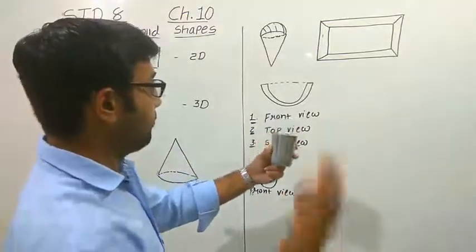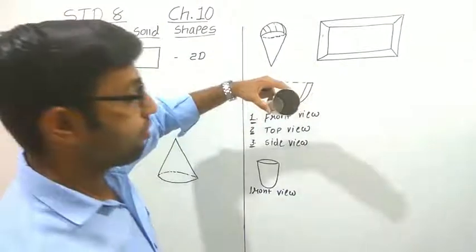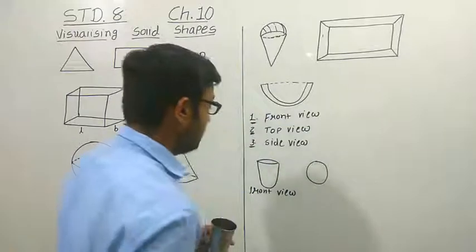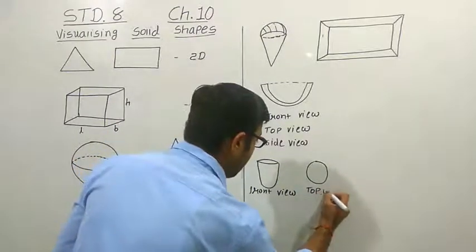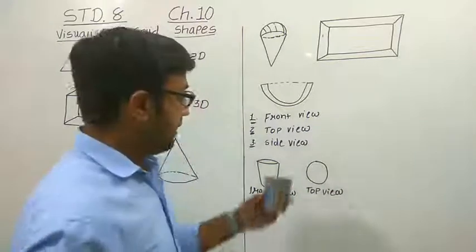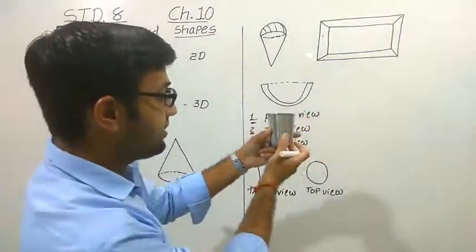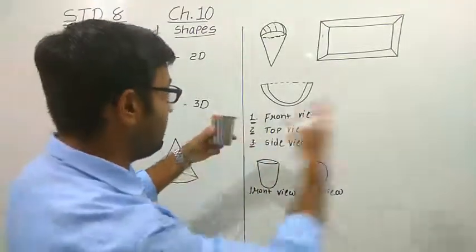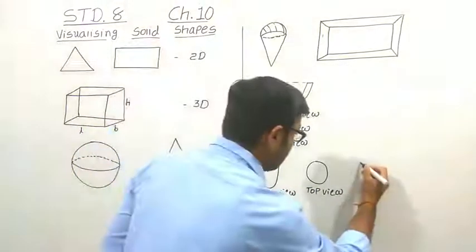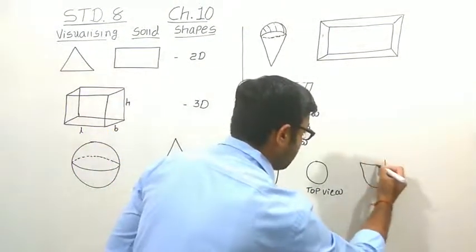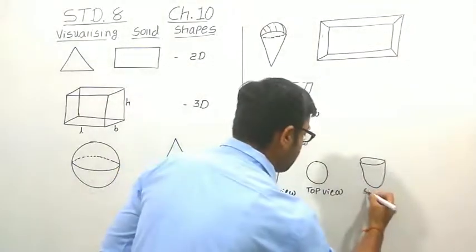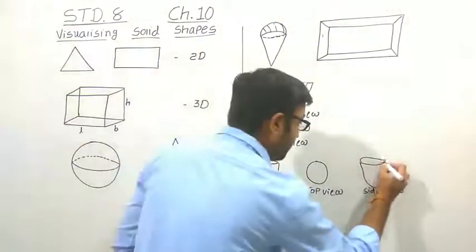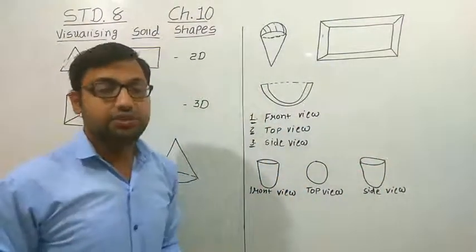Now if we look at it from the top, you can see that it will look like a circle, right? So this is the top view. Again, if we look at it from the side, as this is a conical type of shape, it will look the same as the front view and side view, right? So from the side view it will again look like this, right? So this is the side view. So these are the different views. If we look at the same object from different sides, it will look different.